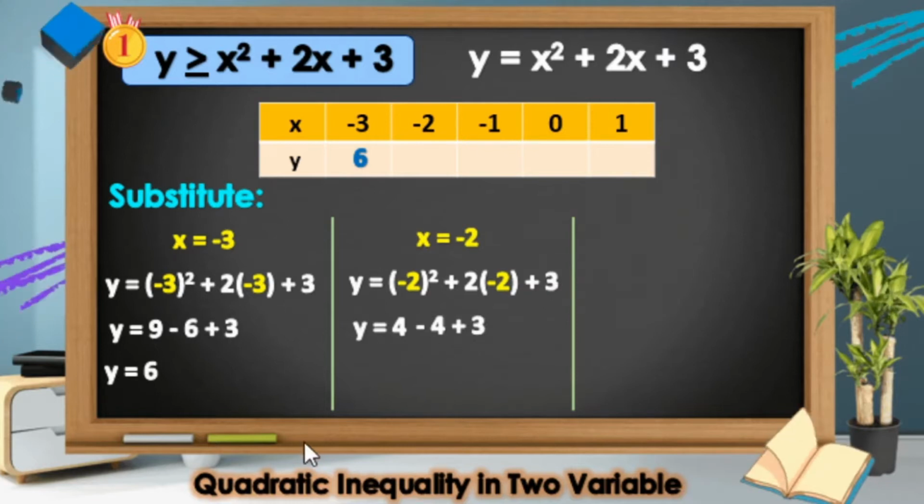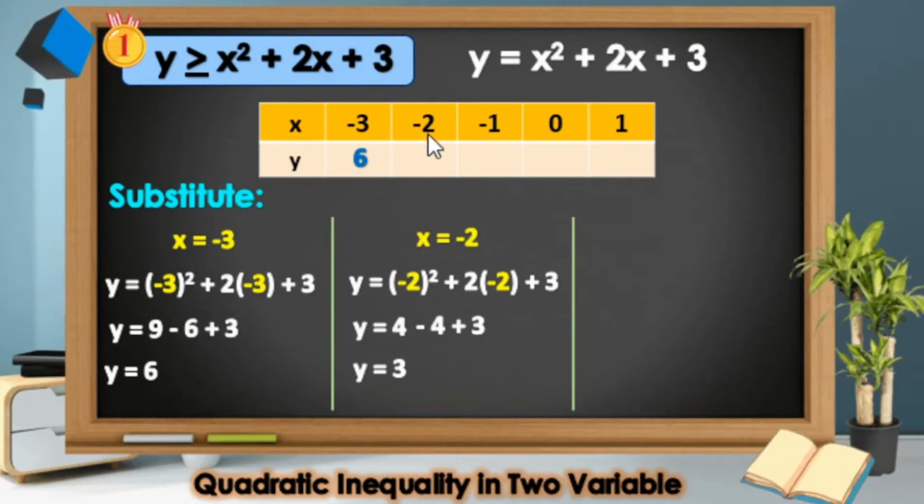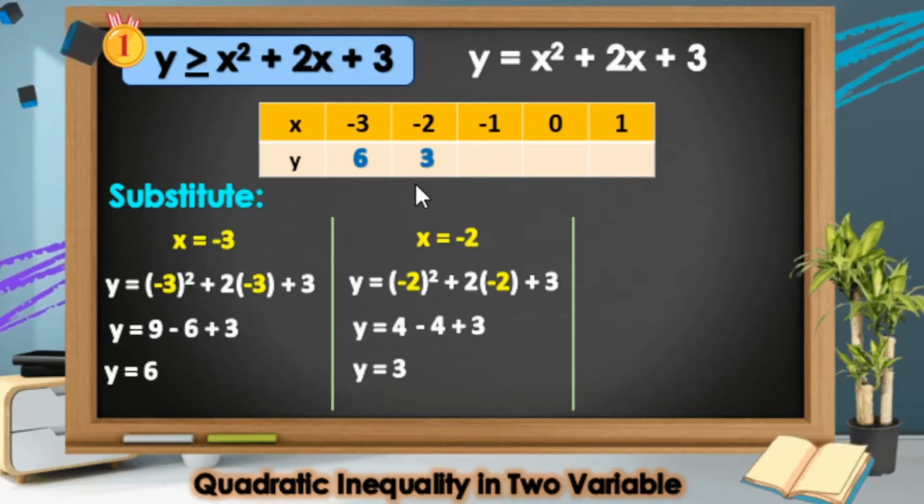So, copy ulit yung positive 3 or yung plus 3. So, we will have 4 minus 4 plus 3. So, we have y is equal to 3. Therefore, if the value of x is negative 2, the value of y is 3.